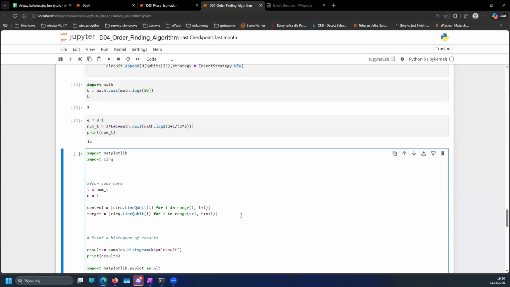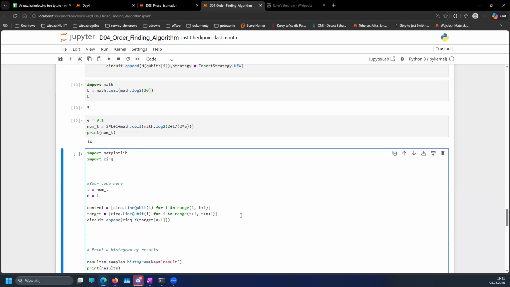And then I want to change the state of the target register to get 1, but in a multi-dimensional way, because now we have L equal to 5, not 1. Circle X. Yes.